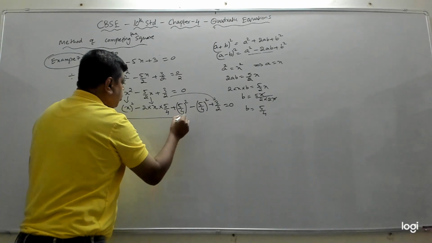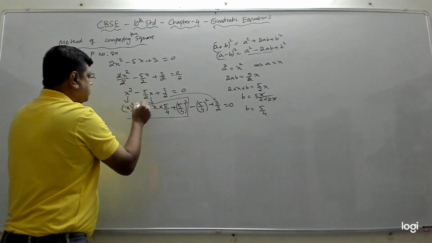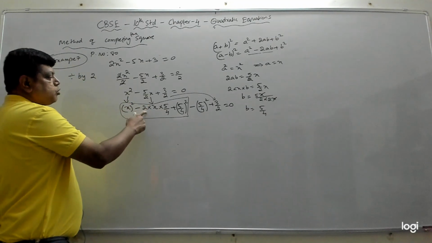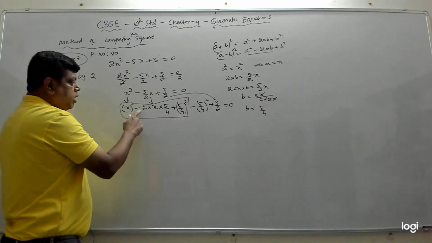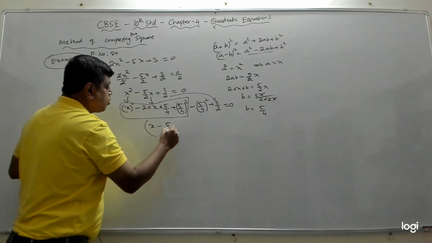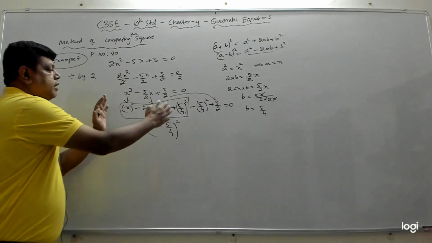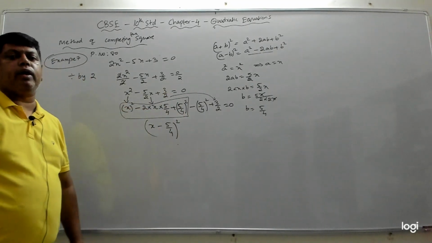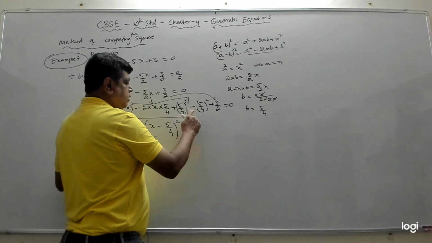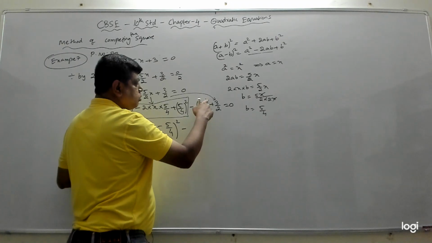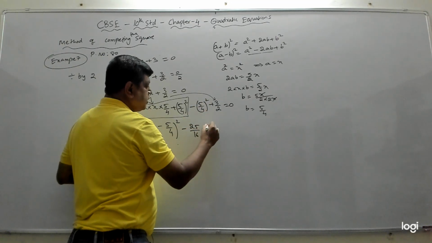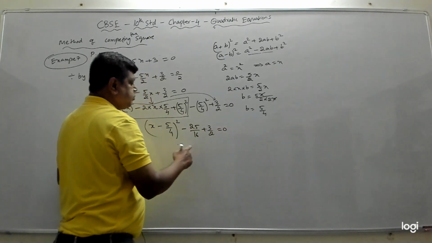I can write this whole thing as what? This whole thing looks like a square minus 2ab plus b square. What is a square minus 2ab plus b square? It can be written as a minus b the whole square. This entire thing can be written as a minus b the whole square. Clear? Then what do we have next here? Minus 5 by 4 the whole square. 5 square is 25. 4 square is 16. Plus 3 by 2 equal to 0.